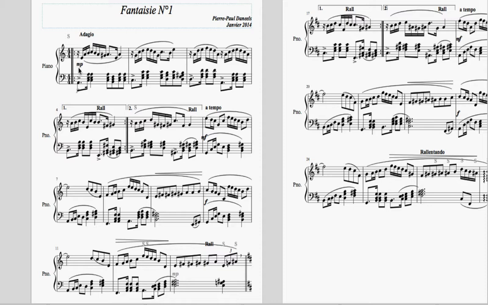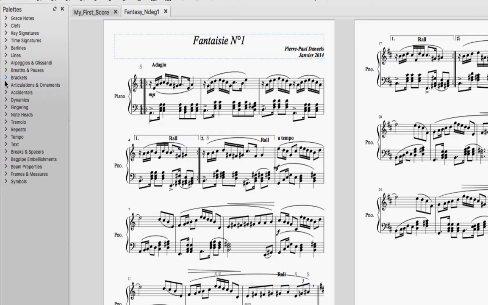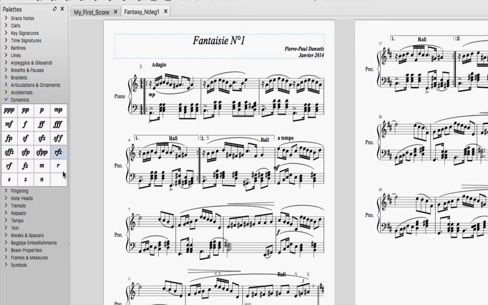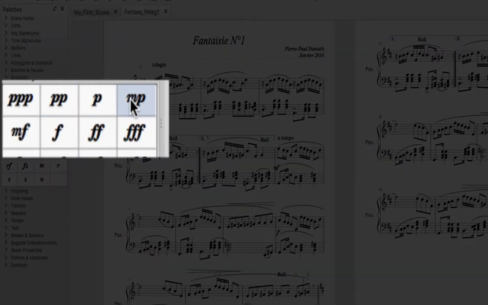Here we have a dynamic marking. Now, I don't think we've talked about dynamic markings yet. That means volume. That means how loud we should play this. So let me see if I can pull those up here. Here we go. Here's a list of common dynamic markings. Pay attention to these first two lines. This is quiet. It's getting louder as we go to the right, louder yet, and loudest. These are kind of specialized ones. These first two lines are what we really pay attention to.